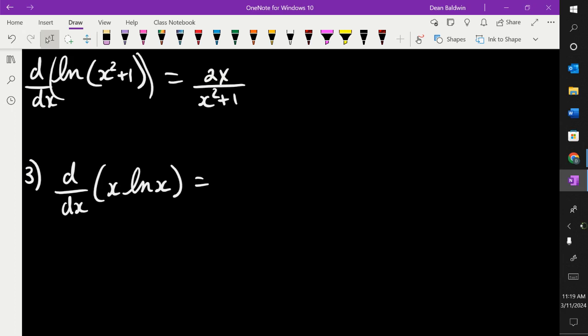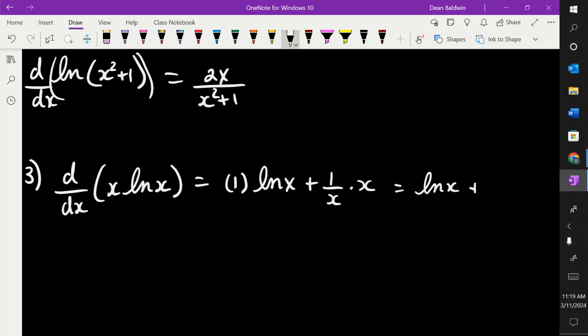So, product rule says derivative of the first function. What's the derivative of x? It's just 1 times the other function plus the derivative of the other function. What's the derivative of the natural log of x? 1 over x times the other function, which is x. What's x times 1 over x? 1. So it's just the natural log of x plus 1.